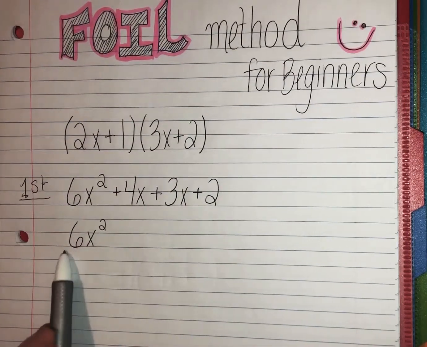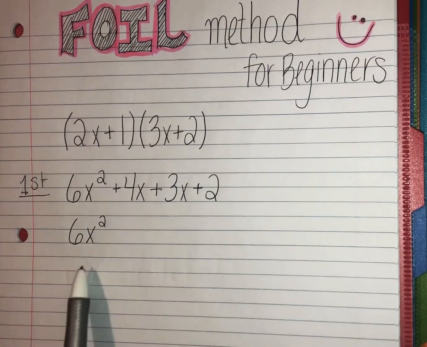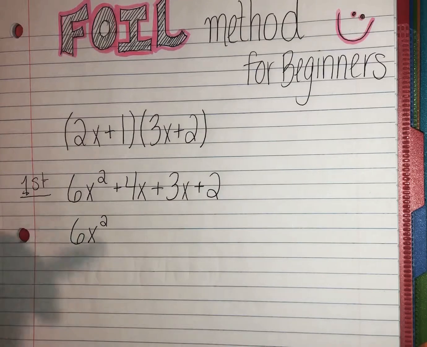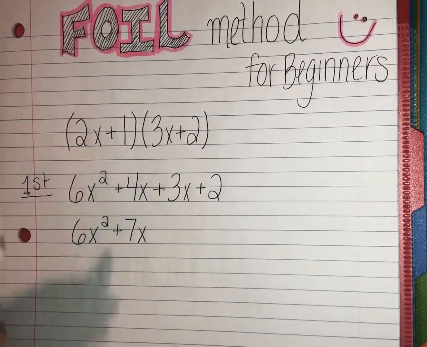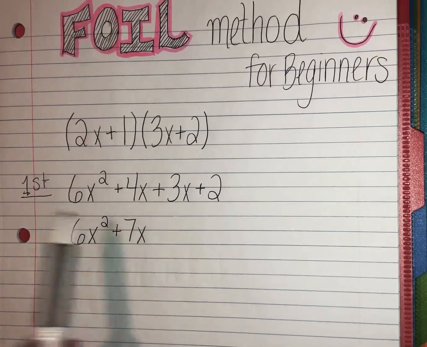6x squared will just stay that way because there is no other term that has an x squared at the end, so we just keep 6x squared. 4x and 3x added together just makes a positive 7x. When you're adding, you just keep the variable the same. You only add the numbers.